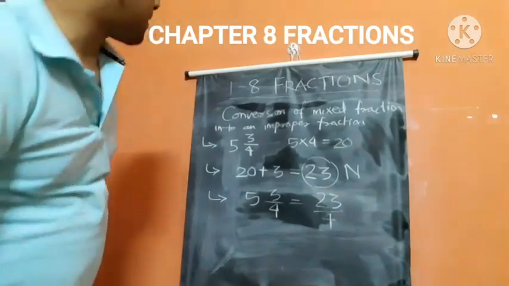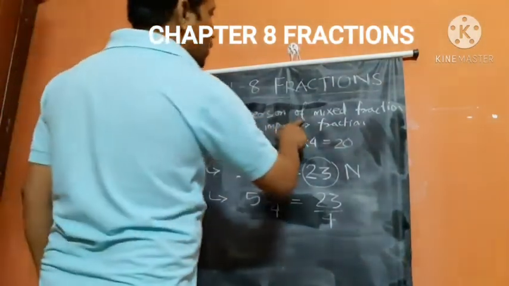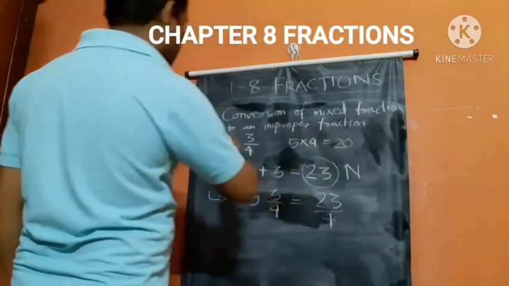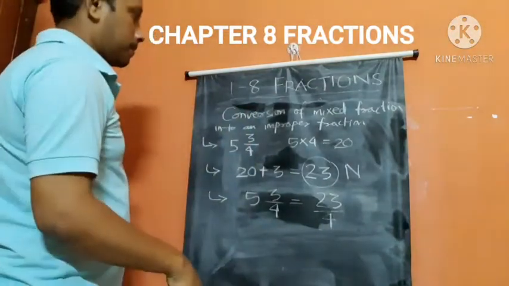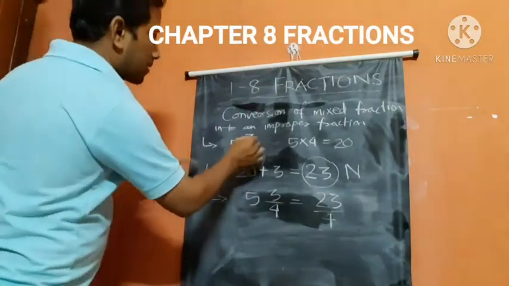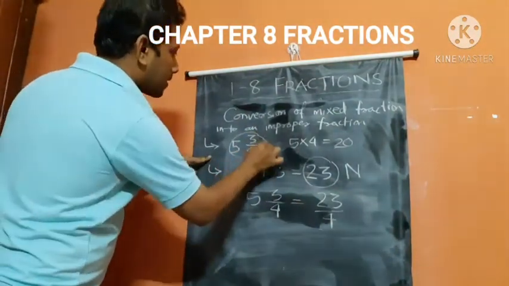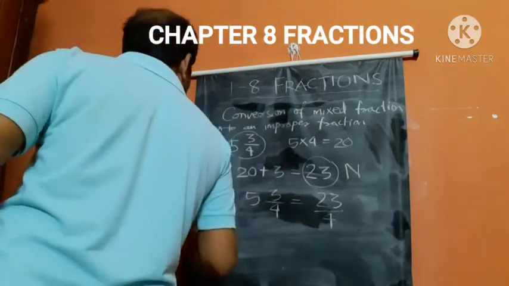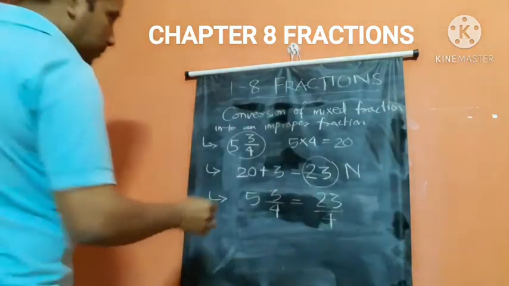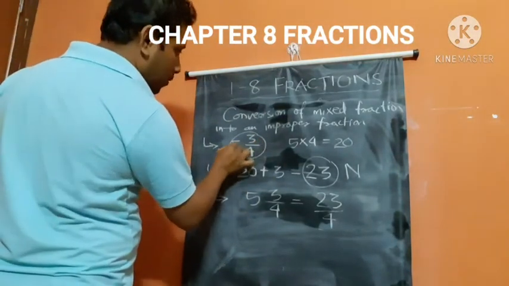Okay, now next is conversion of a mixed fraction into an improper fraction, just the reverse of the first one. Suppose one example is given: 5 3 by 4. This is the fraction part and this is the whole number part.